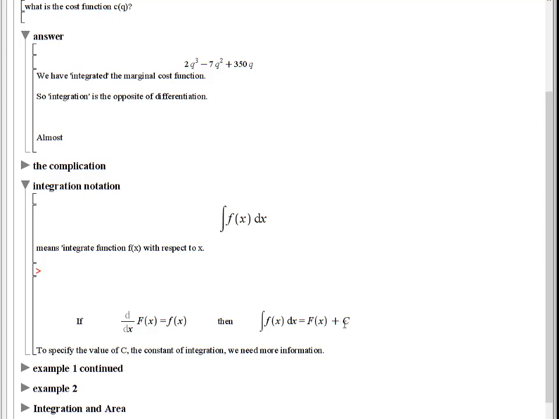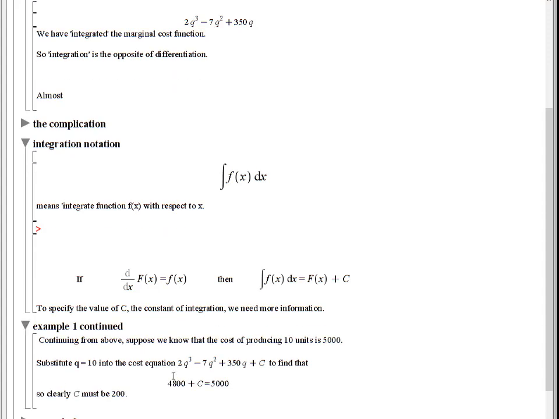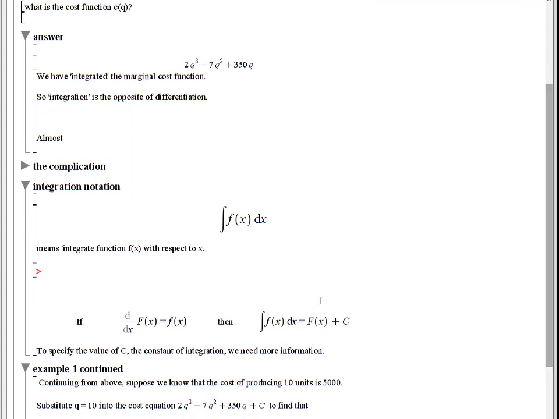To specify exactly what this value of c is, we need some more information. So I'll give you a couple of examples of what I mean by that. Continuing that example above, suppose we know that in this situation where I had the marginal cost function, I also know that if I produce 10 units, it's going to cost me 5,000.